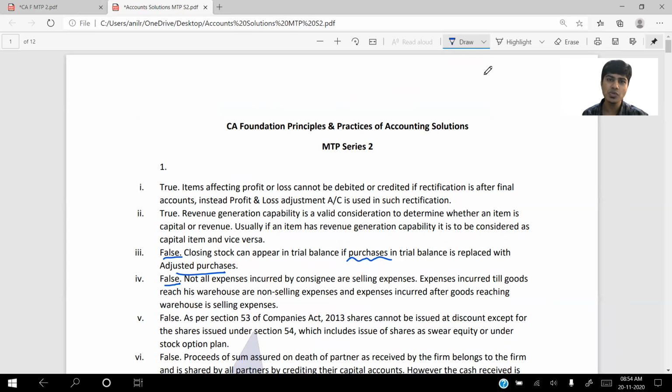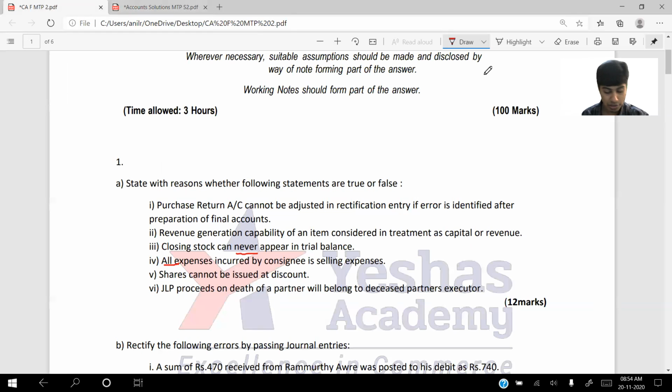There can be expenses which are selling, and there can be expenses which are non-selling. When is it selling? When is it non-selling? Before the goods reach the warehouse or storage, it is non-selling. After the goods reach the godown or warehouse, it is selling. That's the answer. Come on, let's go to the next one.